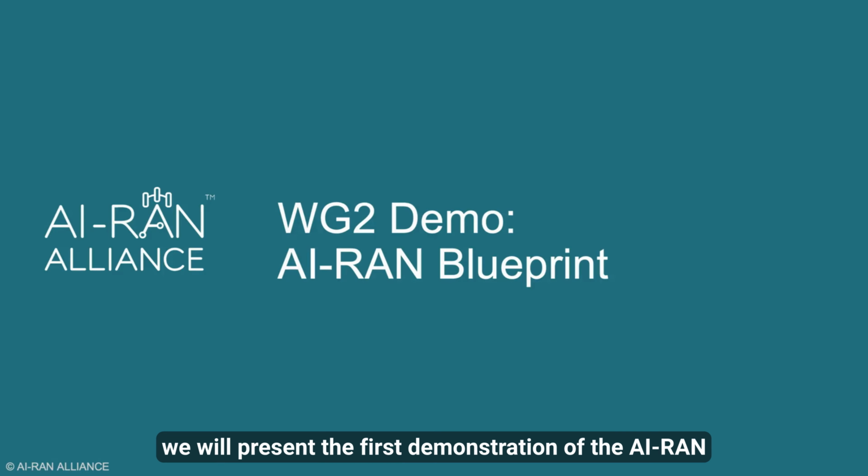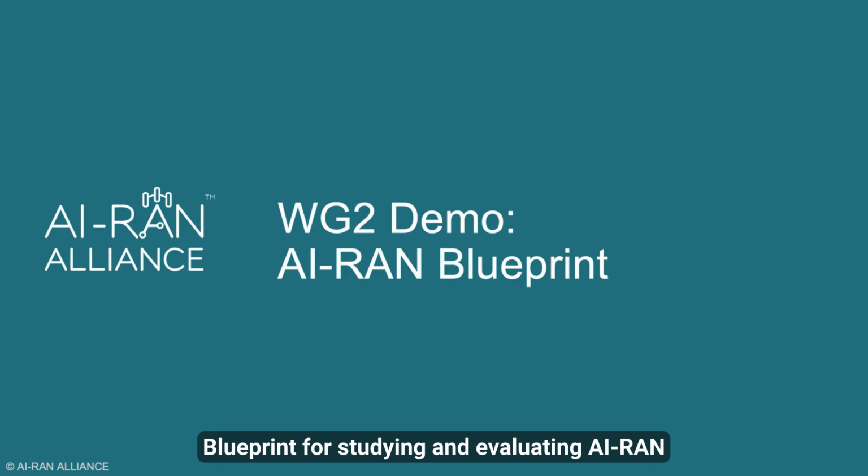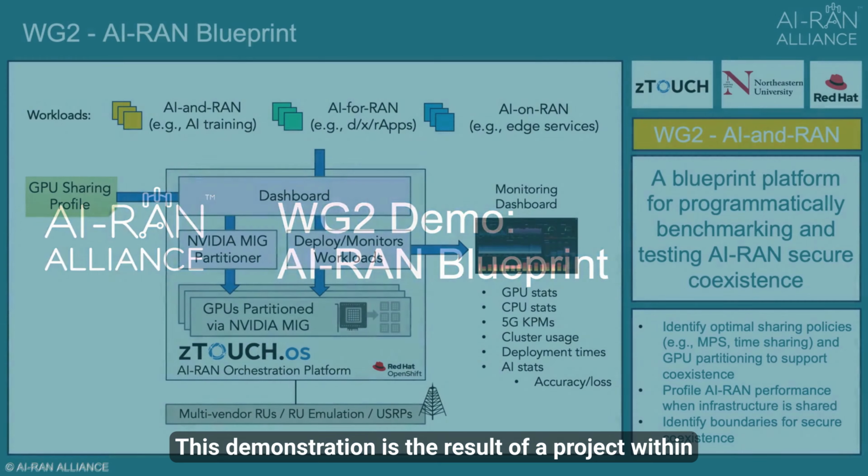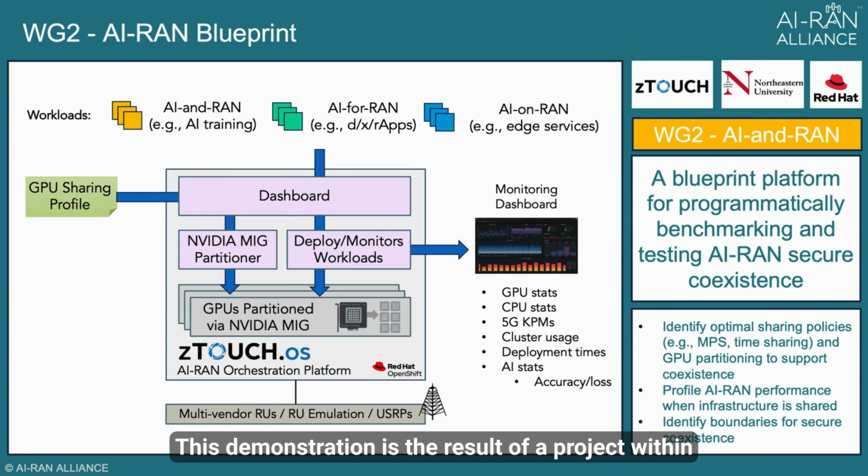Today in this demo, we will present the first demonstration of the AI-RAN blueprint for studying and evaluating AI-RAN coexistence. This demonstration is the result of a project within Working Group 2 and led by zTouch Networks in collaboration with Northeastern University and Red Hat.